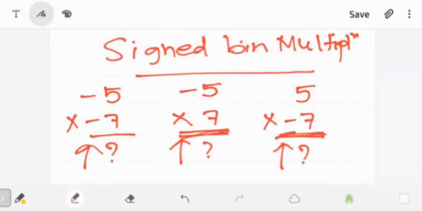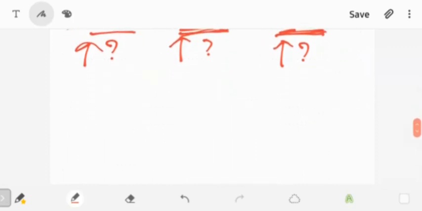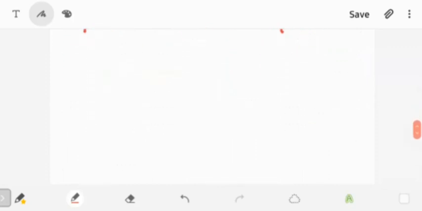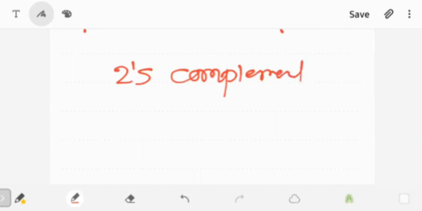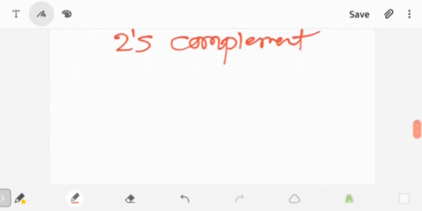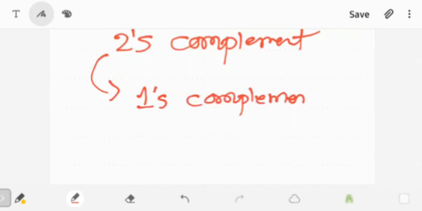Before going to this, we need to know something called 2s complement. So in binary, what do we mean by 2s complement? Before understanding 2s complement, we have to understand 1s complement. So what is 1s complement and what is 2s complement? After you understand this, we will be in a position to multiply two signed numbers. So let's see what is 1s complement.